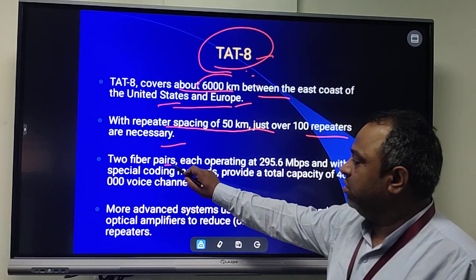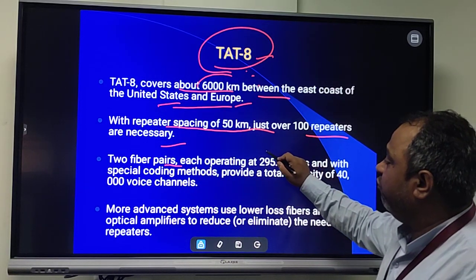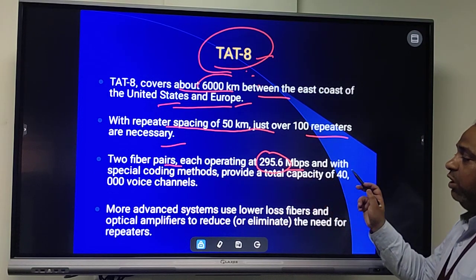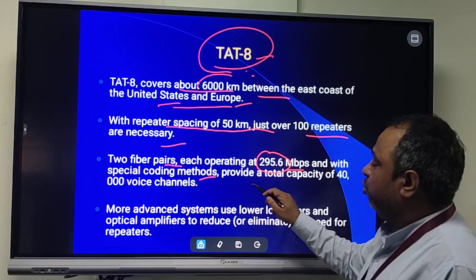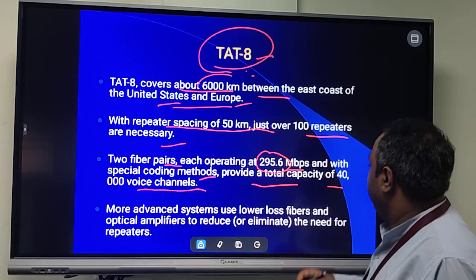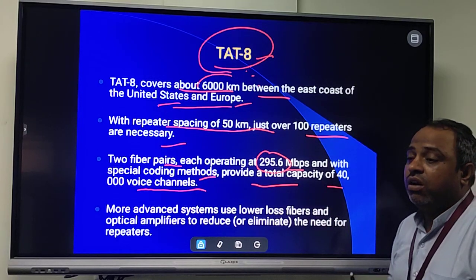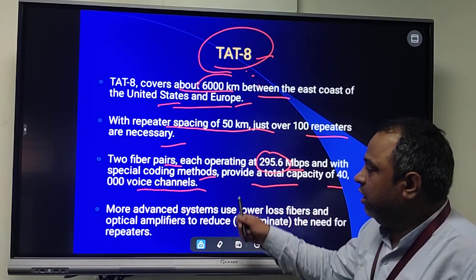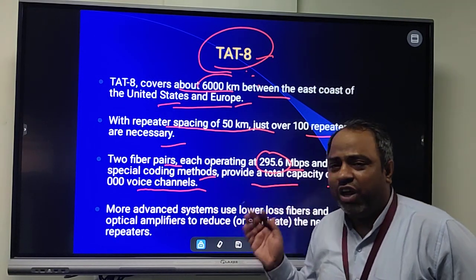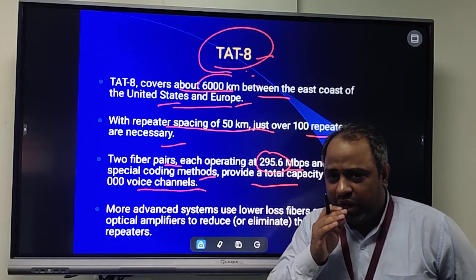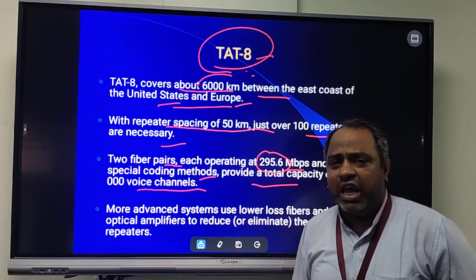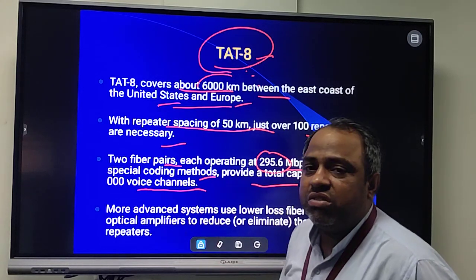Now, two pair fibers operating at 295.6 megabits per second. Look at this, megabits per second, and with a spatial coding method providing a total capacity of 40,000 voice channels. That means 40,000 voice channels simultaneously send data with the help of two fiber cables. If I'm talking about multiple fiber cables, megabits, terabits, petabits of data will travel without any lag, without any delay with the help of this.